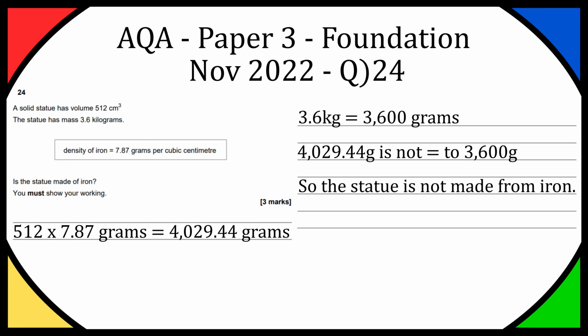You need to also make sure that you state that 3.6 kg is equal to 3,600 grams. I took that for granted when I was doing it, but then when I looked back on the mark scheme, that's one of the marks of the 3. So got to make sure you remember that, even if it seems really simple to you. But if you follow this, you should get all 3 marks.